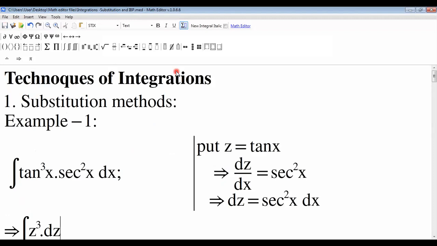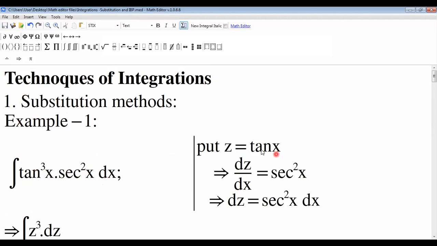And now we are discussing the techniques of integration. First of all, the substitution method. How to substitute? Suppose example one is the integration of tan cube x plus tan cube x into sec square x dx. How to find out this integration? We have to use the substitution process to find this integral.